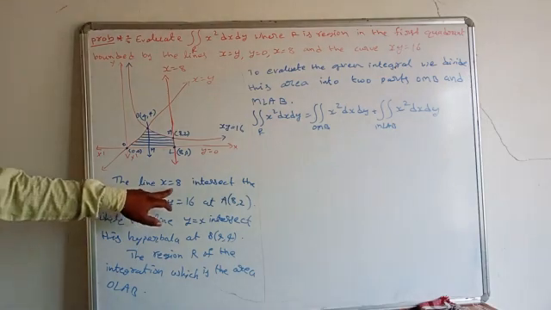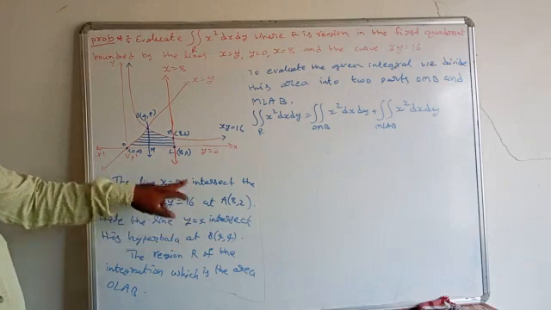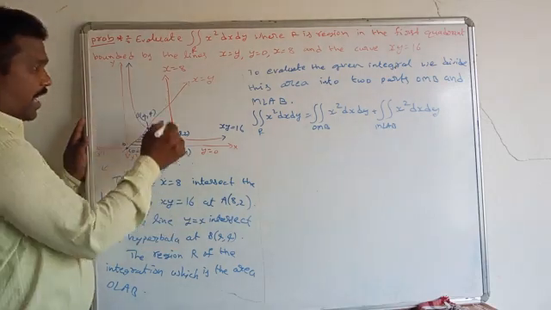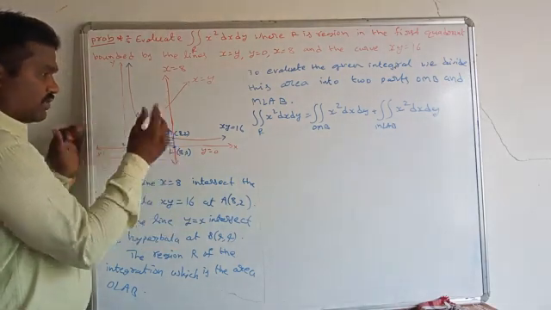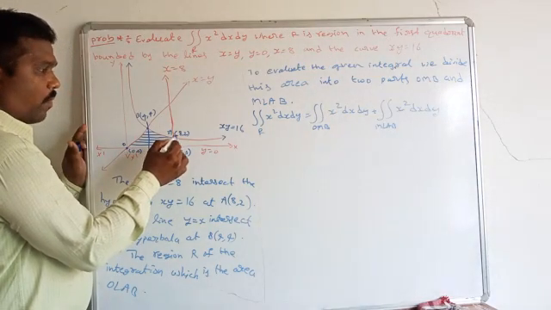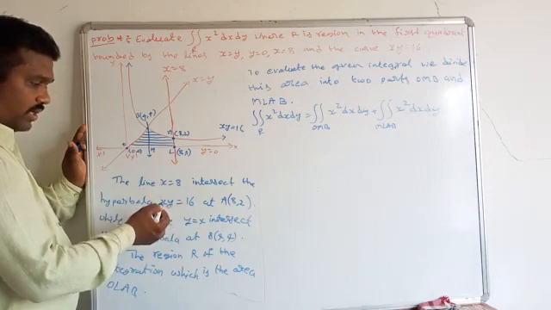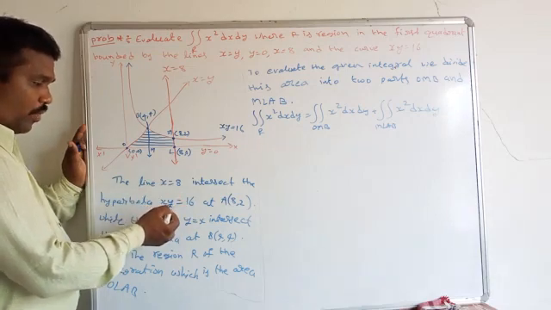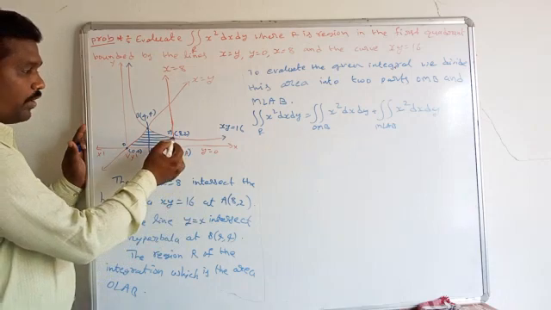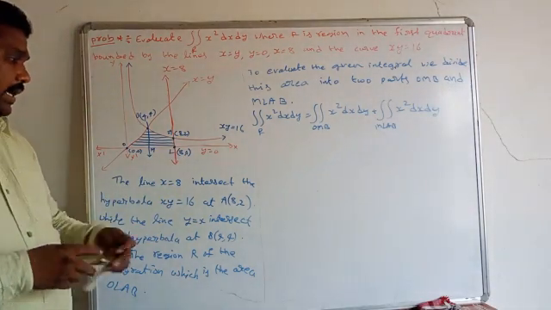The line x is equal to 8 intersects the hyperbola xy is equal to 16. xy is equal to 16 అంటే hyperbola ని ఇక్కడ ఇంటర్సెక్ట్ చేస్తుంది. ఆ ఇంటర్సెక్ట్ అయిన పాయింట్ కోసం x is equal to 8, xy is equal to 16 రెండు సాల్వ్ చేయండి. x is equal to 8 పెడితే 8 into y is equal to 16, అంటే y is equal to 2. ఈ పాయింట్ 8, 2.